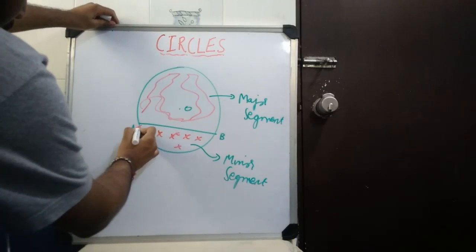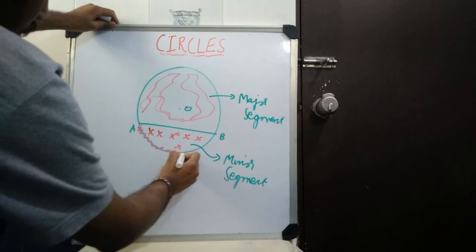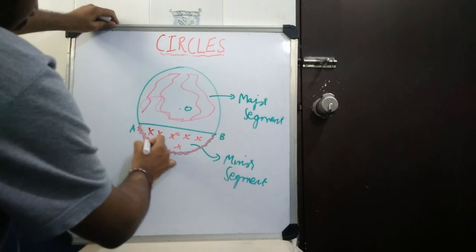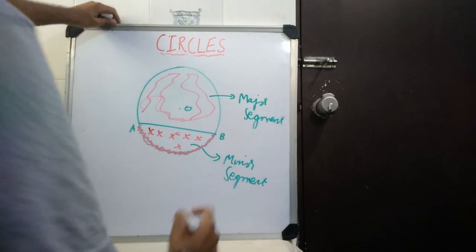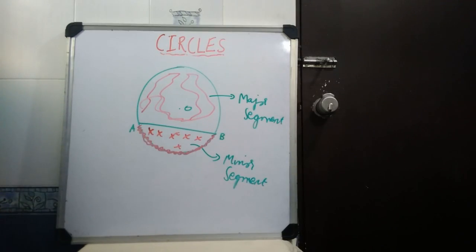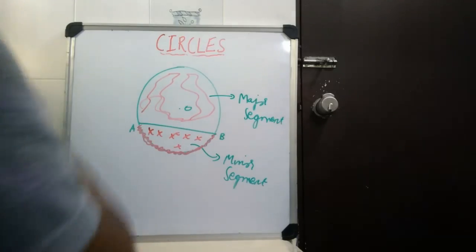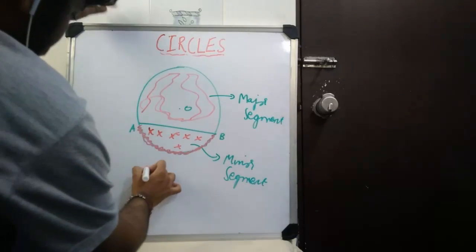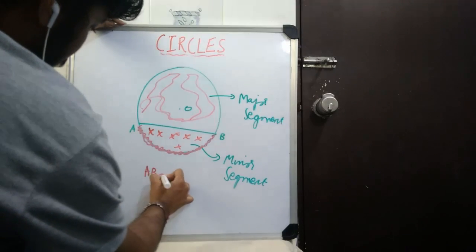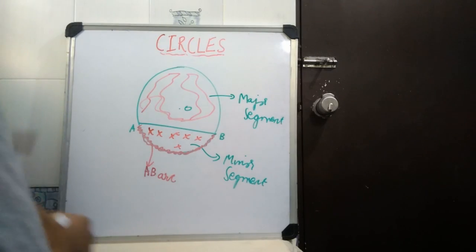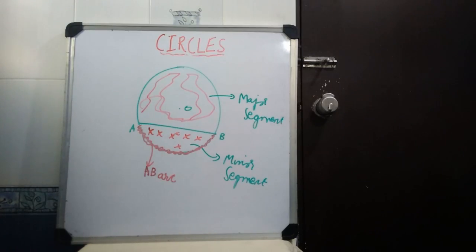And this is called my arc. An arc is a part of the circumference of a circle. Okay, so this is called my arc, right? So AB is an arc, this one. Okay, so those were the basics of the circles.